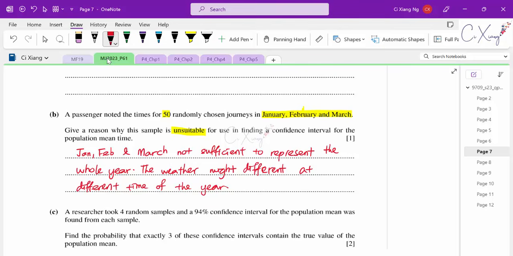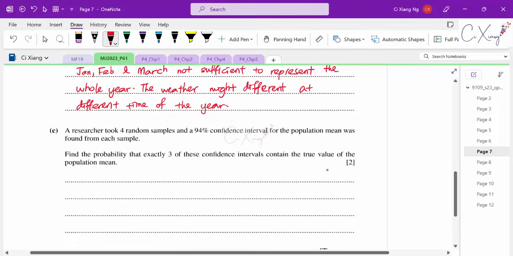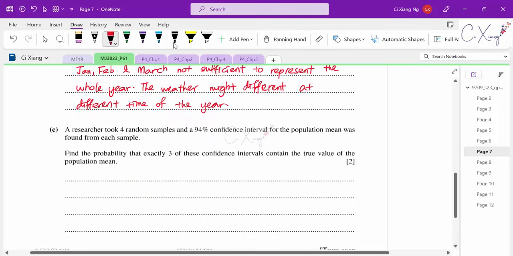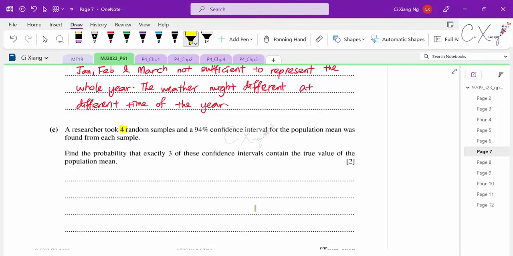Okay, all right, so this is how we answer question number B. Then we proceed to part C. For part C, now we have another researcher who took 4 random samples, and a 94% confidence interval for the population mean was found from each sample. So that means I'm now having 4 confidence intervals.